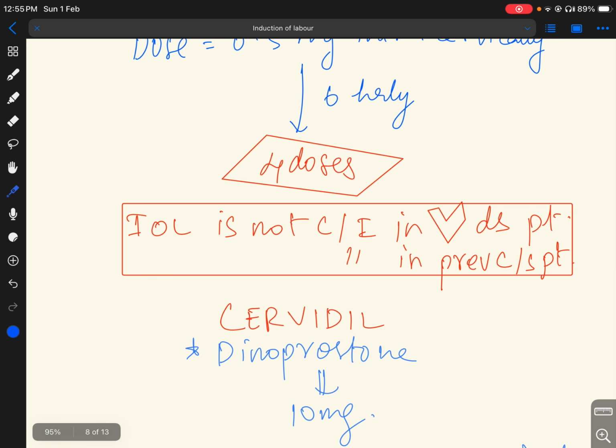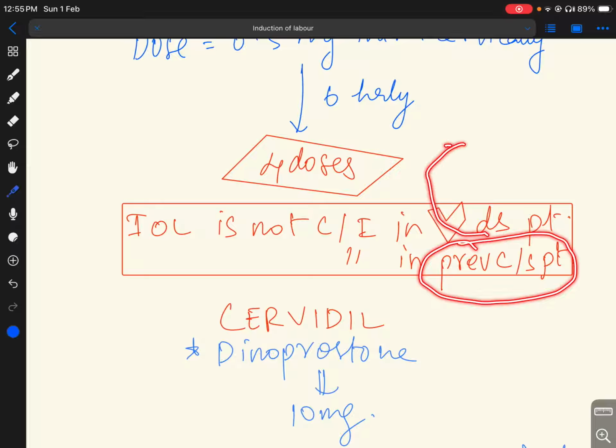Induction of labor is not contraindicated in heart disease patient and not contraindicated in previous cesarean section patient. Do not confuse it with use of prostaglandins. Prostaglandins are contraindicated in previous cesarean section patients, but for induction of labor we can use other methods.